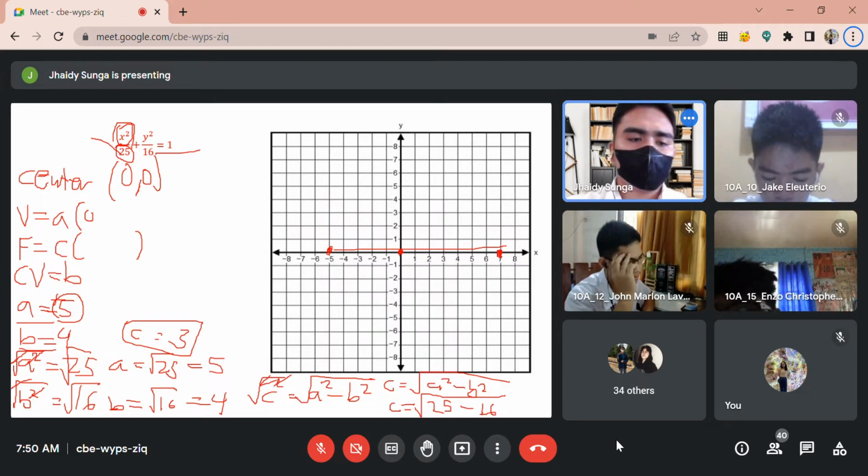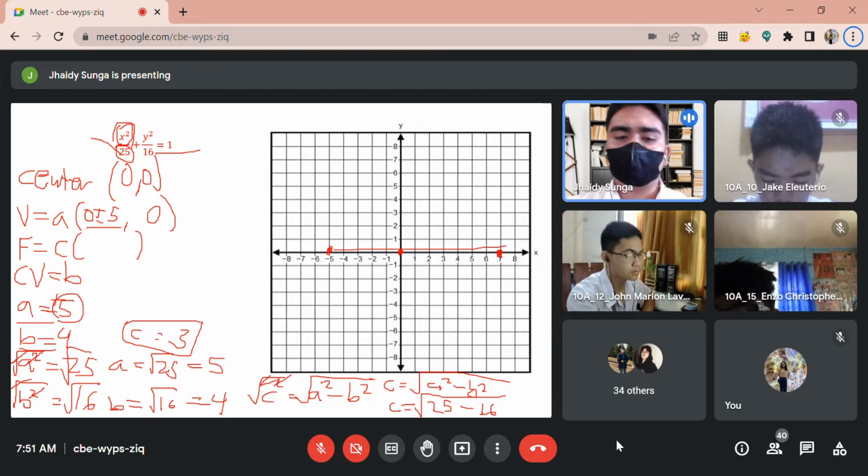Coordinate 0, 0, isn't it 0, 0? You could add and subtract 5 on your x-intercept. So when you add 5 to 0, the answer is 5, of course. Then 0. How about the other one? It is 0 minus 5. It will become negative 5 and 0.